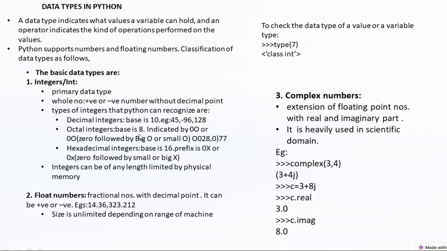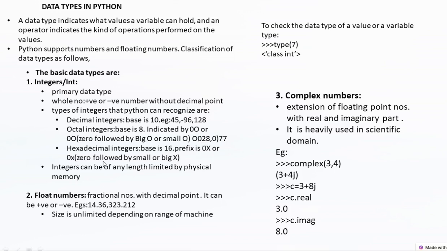Octal integers, the base here is 8. As I said, octal base is 8. So if you want to create an octal number, you have to specify that this is an octal number, because octal numbers can only have values between 0 to 7. So when you write an octal number, you have to have a prefix of 0 followed by a big O or a small o.